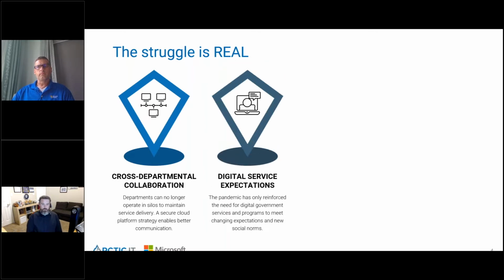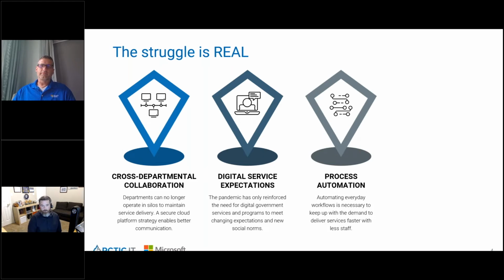And then digital service expectations. I mean, when's the last time that you've been to a bank, right? Especially since the pandemic, more and more the citizens of our governments, of our tribes, want digital engagement. They want to be able to do things from where they are, feeling safe while doing so, but again, expecting that their data is going to be secure and taken care of throughout that process.